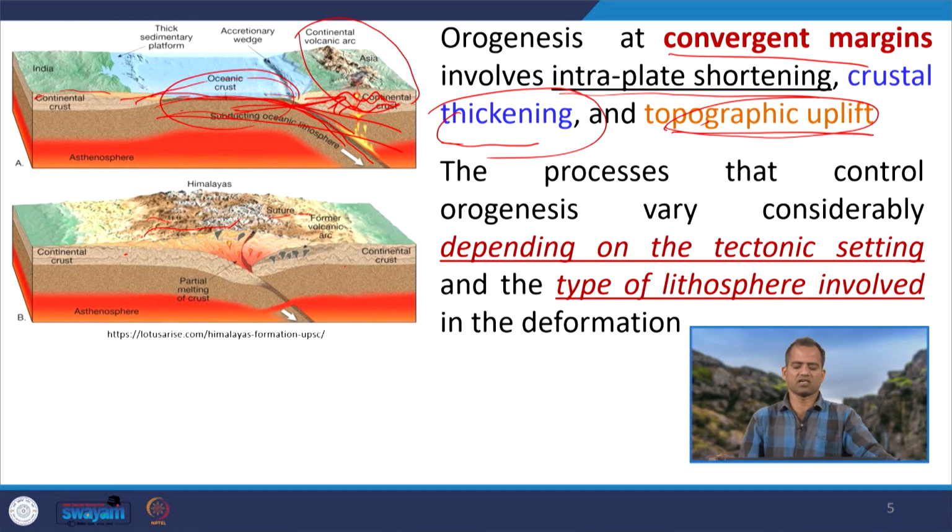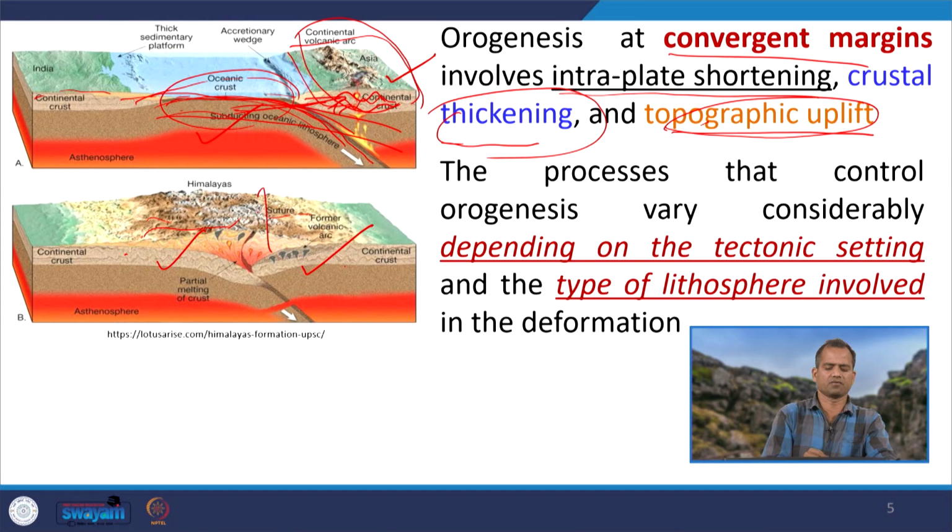The processes that control orogenesis vary considerably depending upon the tectonic setting and the type of lithosphere involved. Which type of lithosphere? Earlier, we had the involvement of a continental lithosphere as well as an oceanic lithosphere. Now, we have a continental lithosphere this side, and a continental lithosphere this side.